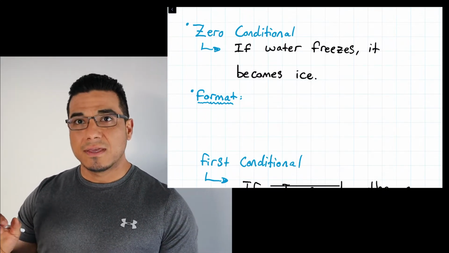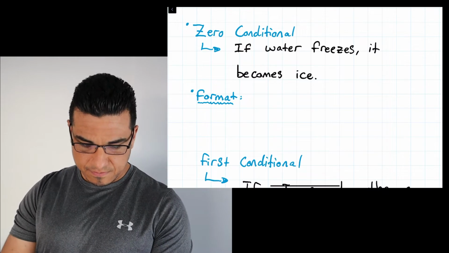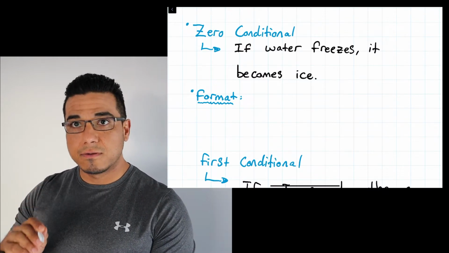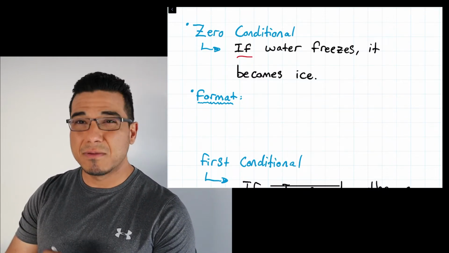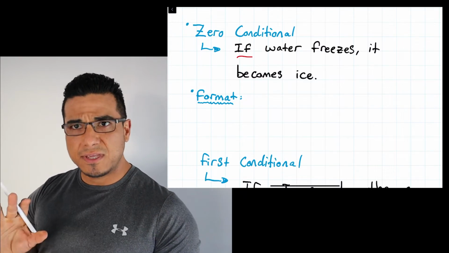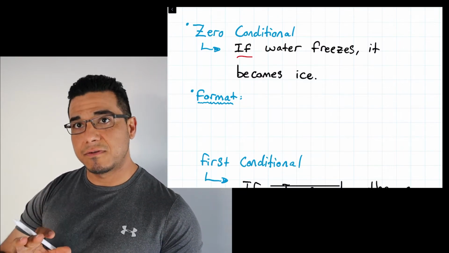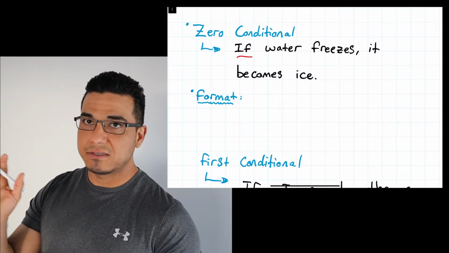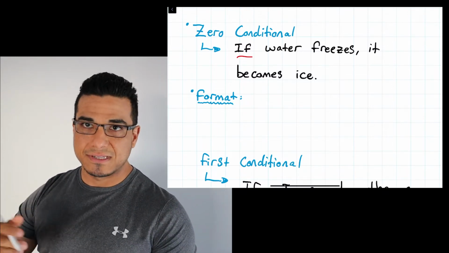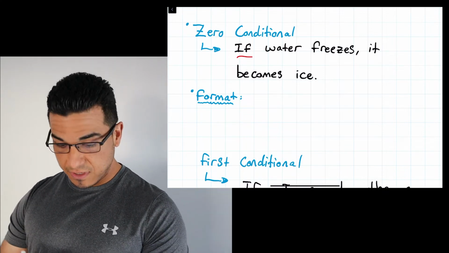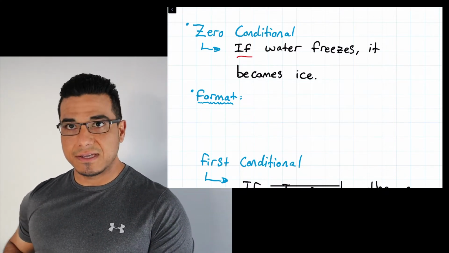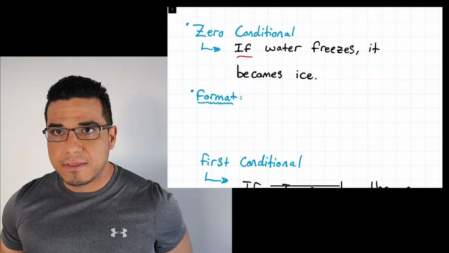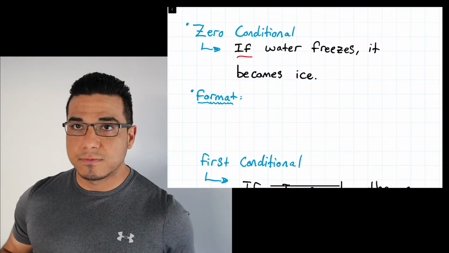Alrighty, so let's break down the sentence. I have if water freezes, so if is going to be my conditional. And keep in mind, you can also interchange if with the verb when. So when water freezes, it becomes ice also works. However, in this example, again, I'm using if. So if water freezes, it becomes ice. Okay, that would be 100% true.